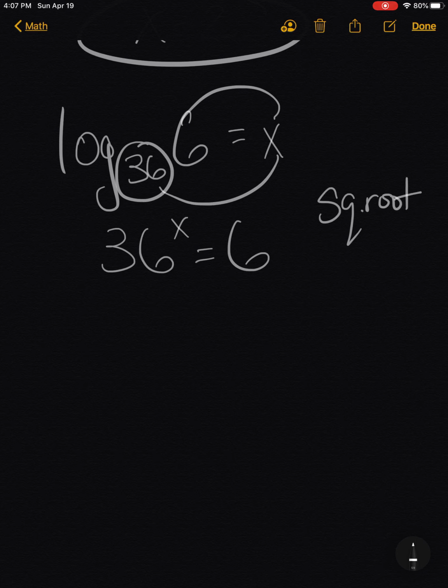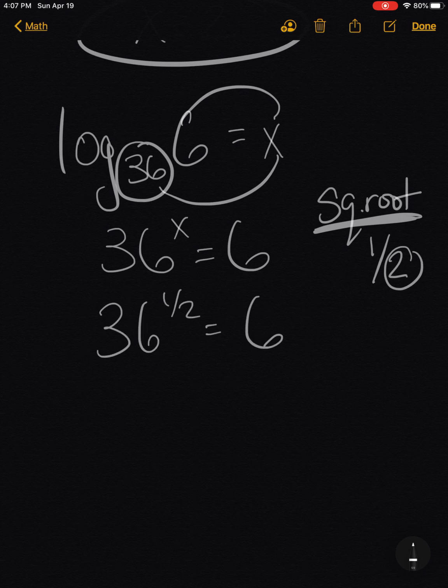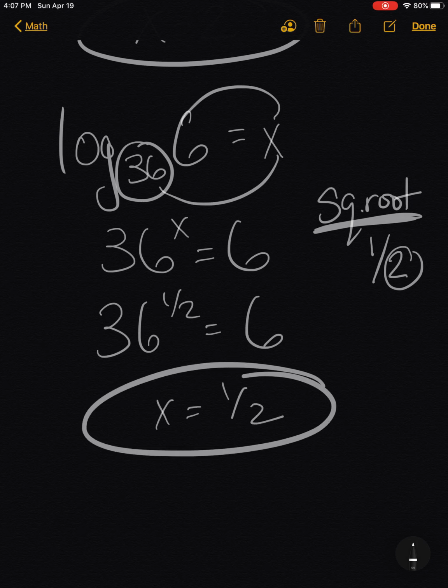So now I have to think in exponents. How do I write a square root as an exponent? Think of something you learned early in chapter 3. So this would be the 1/2 power, because if you remember, the denominator is the root. So 36 to the 1/2 power equals 6. So your answer is just 1/2. All right. So challenges come up when your base is bigger, obviously.